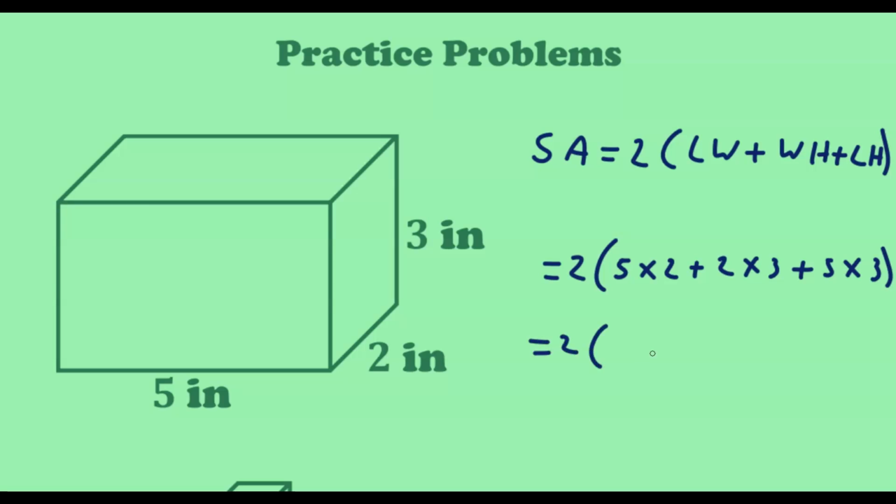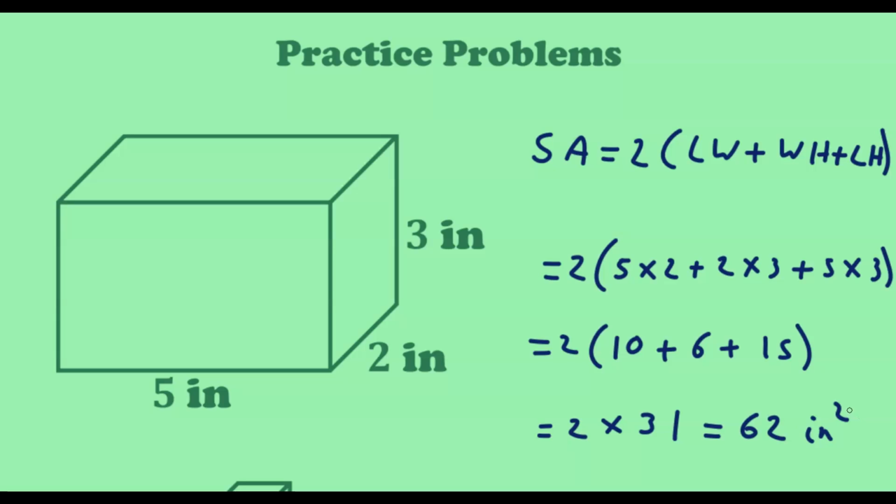So 5 times 2 is 10. 2 times 3 is 6. 5 times 3 is 15. So we end up with 2 times the quantity 10 plus 6 plus 15, that is 2 times 31, which is equal to 62. Since the lengths of the edges are given in inches, the unit for this will be inches squared. So the surface area for this rectangular prism will be 62 square inches.